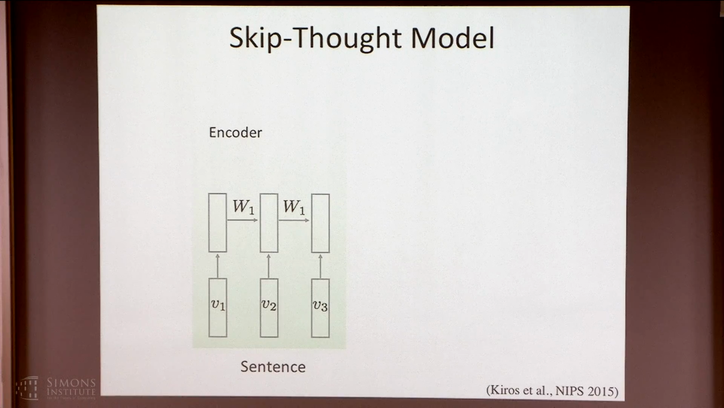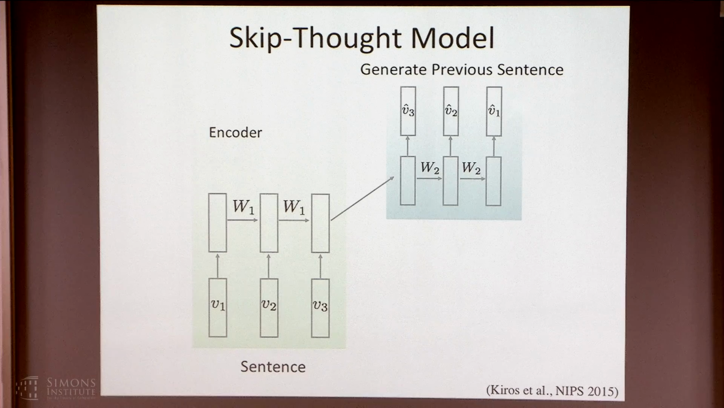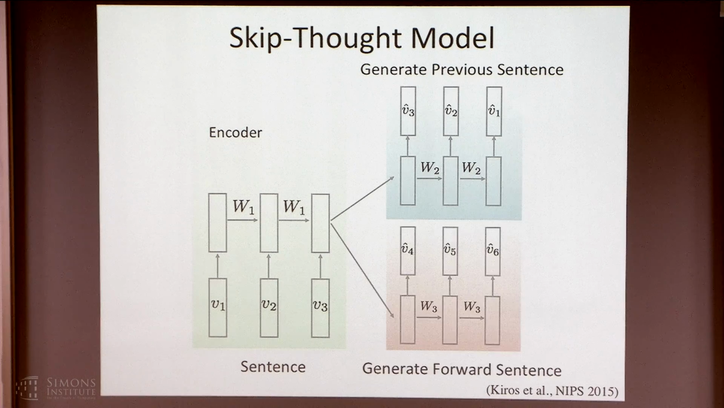Here's one model that Jamie Kiros worked on at the University of Toronto: take a sentence and encode the representation of the sentence. This is a recurrent network, set up in such a way that you can generate the previous sentence as well as the forward sentence. So you're trying to predict the next sentence and the previous sentence. Sentence or phrase? Sentence. So this is the entire sentence.